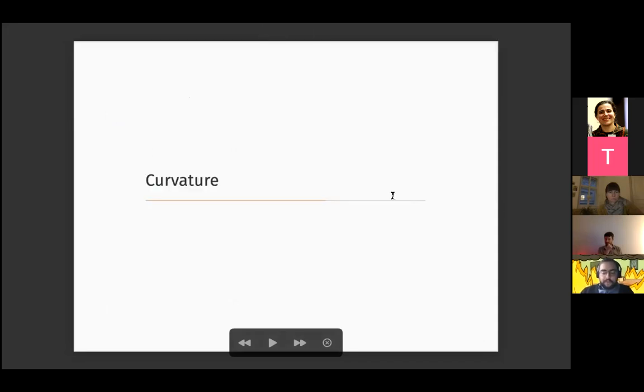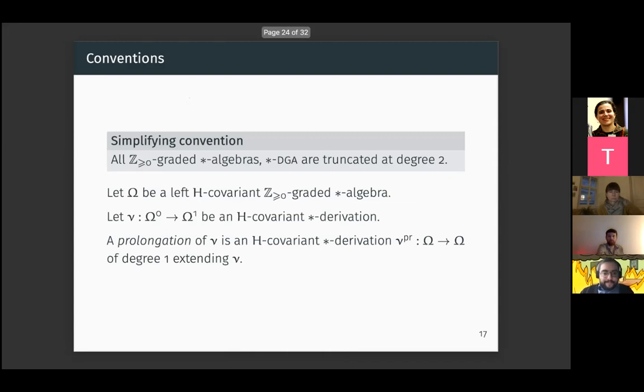So let me conclude by talking about curvature. I think I won't have time to talk about any further examples, but I'll happily mumble about things if people ask. So let's set some convention. As a simplifying convention, I only care about things up to degree 2. So everything is mercilessly truncated at degree 2. Degree 3 is 0, et cetera. I just want 0, 1, and 2.